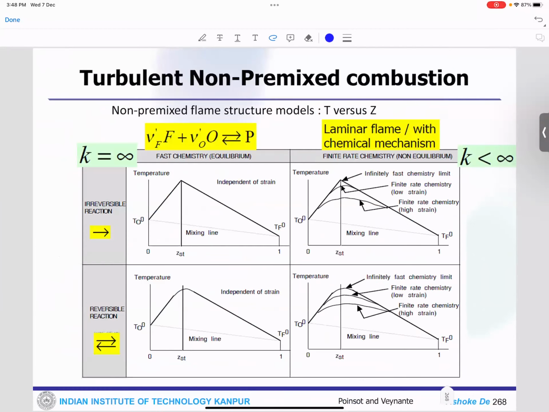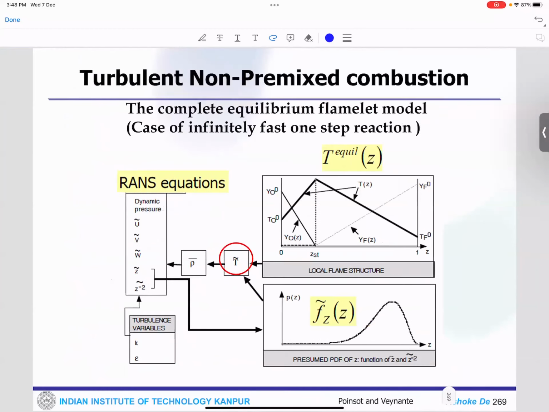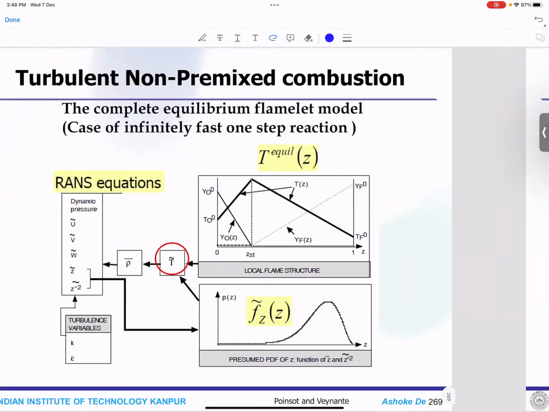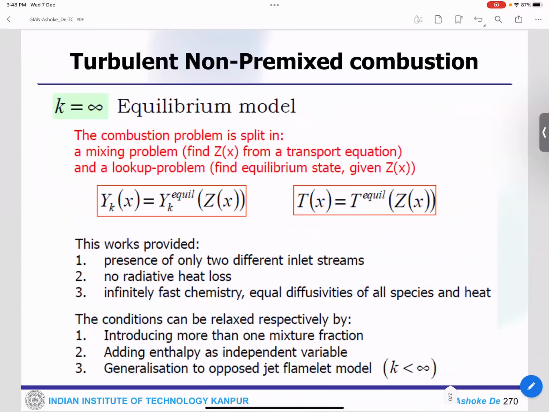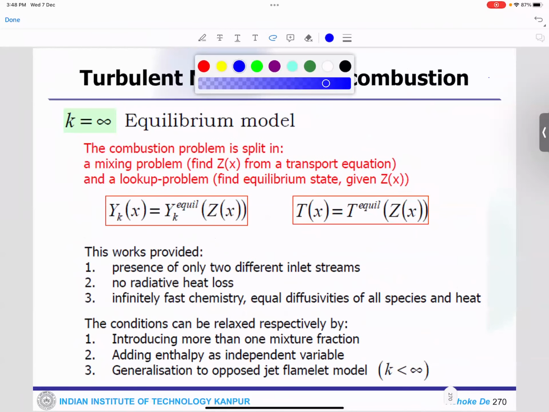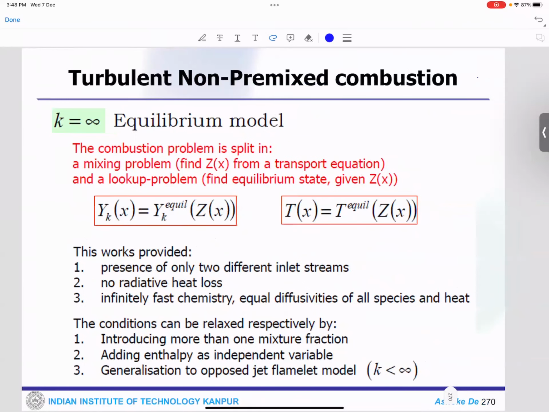Okay, so again coming back to this, you have the non-premixed flame structure. This is what we have already talked about. We can skip that, and this is what we have done also, how your equations are connected. This was also talked about.